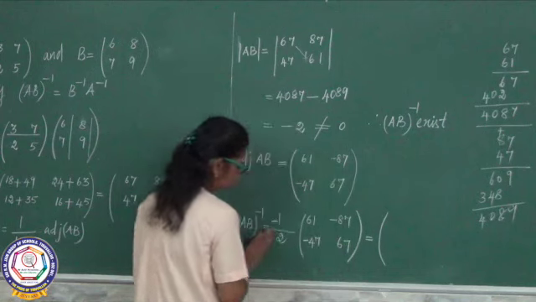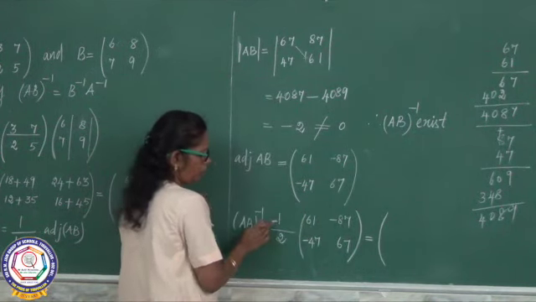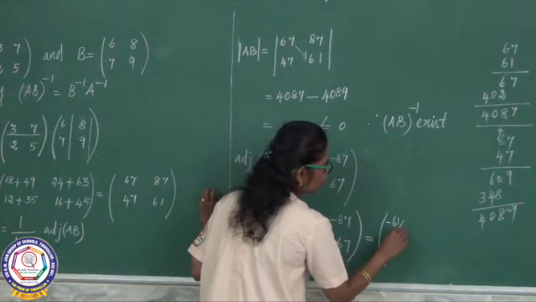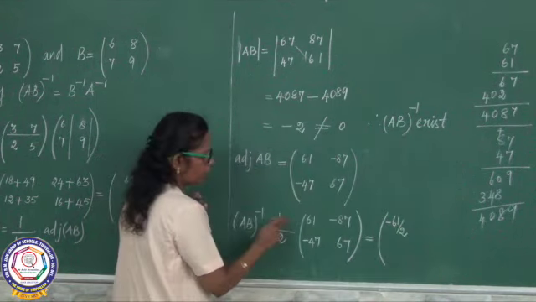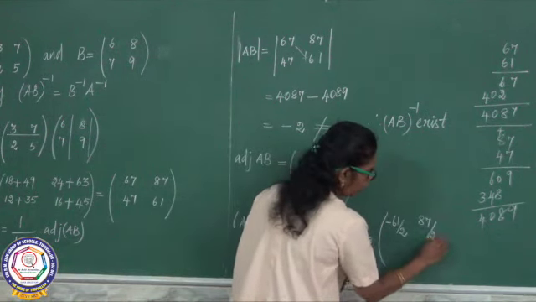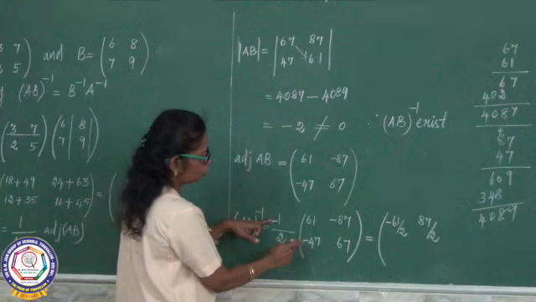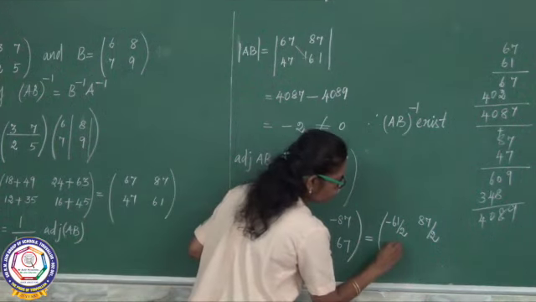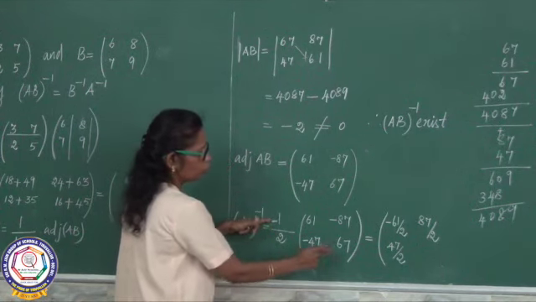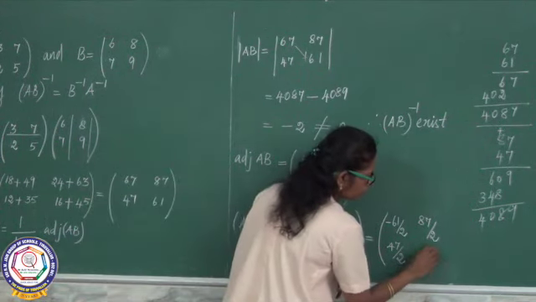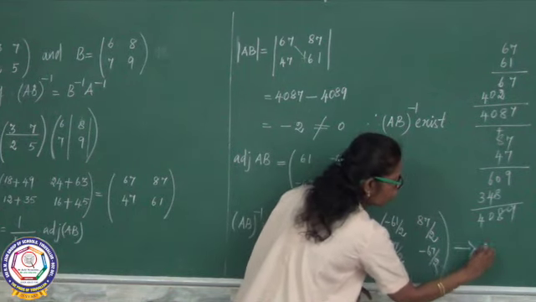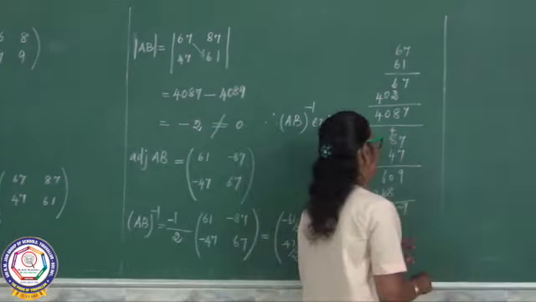You should use that and multiply. Minus 1 by 2 into 61 minus 61 by 2, minus into minus plus, so 87 by 2 here, minus into minus plus 47 by 2, minus 1 by 2 into 67 minus 67 by 2. Equation number 1, because we are going to verify.